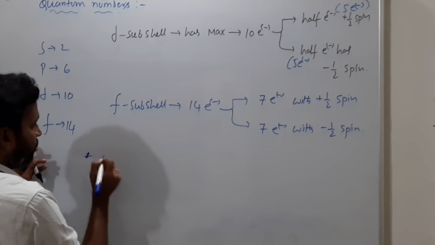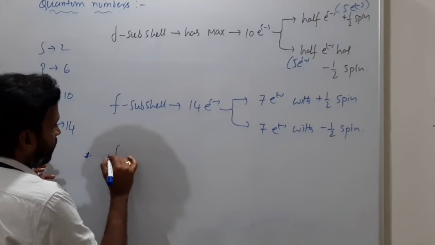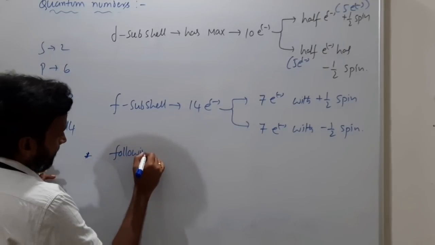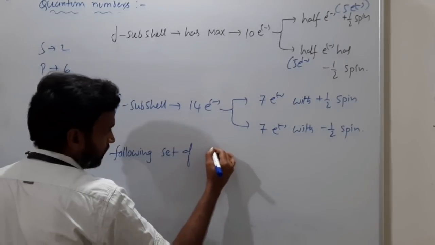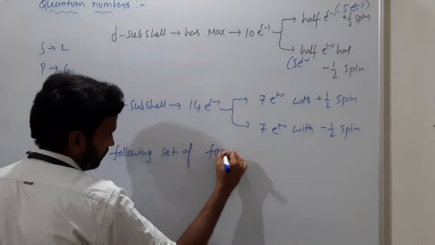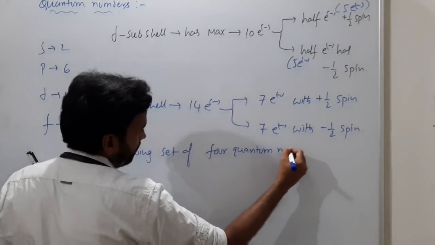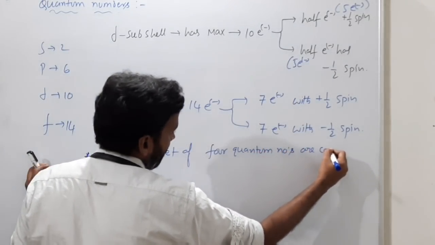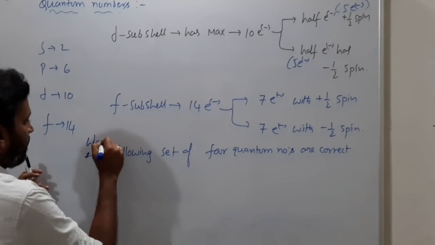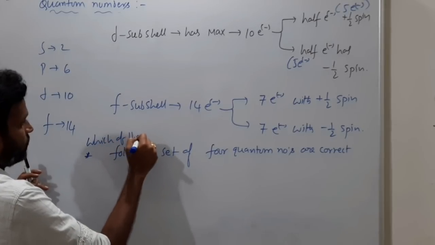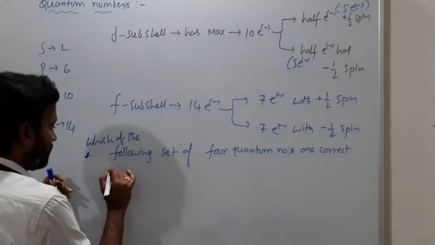Now I will give you one question. See, which of the following sets of 4 quantum numbers are correct? Okay, that is what I am asking.